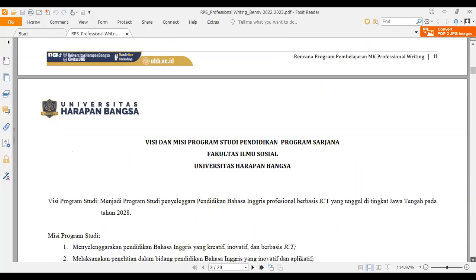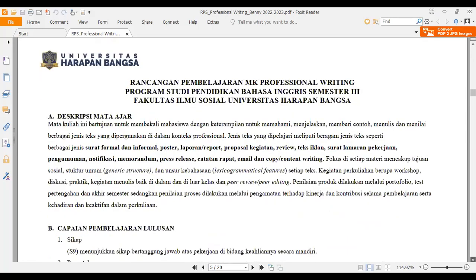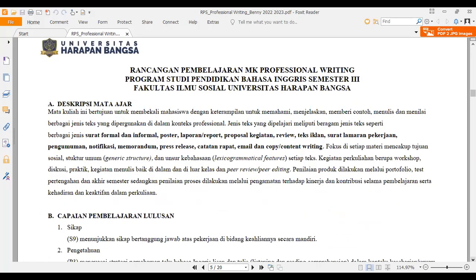So this is the course syllabus for professional writing for the whole semester with me. So what is professional writing? Why do we have to learn about it? The goal of this course is to enrich you with several skills to understand, explain, exemplify, write, and evaluate all kinds of text used in professional context.